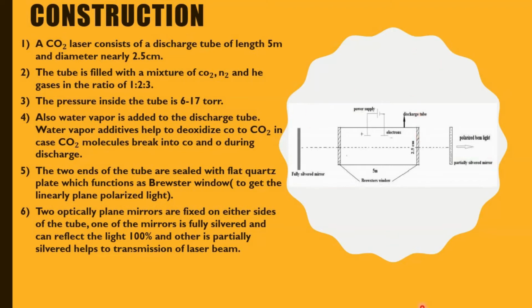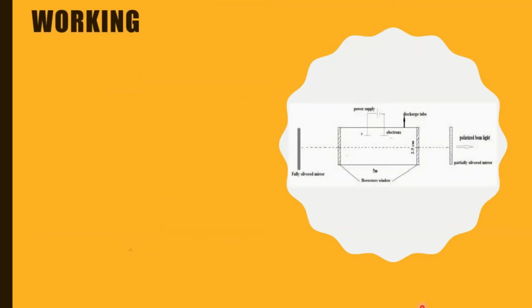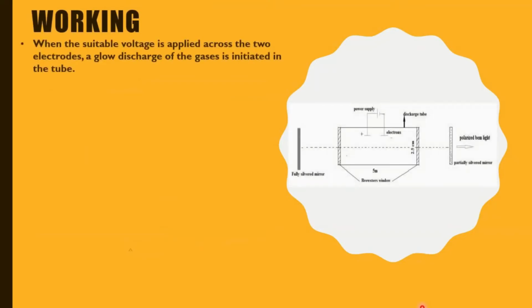Now let's move on and see the working. So for working also we need a diagram. So see, when a suitable voltage is applied across the two electrodes, a glow discharge of the gases is initiated in the tube. So here whenever we apply a voltage, everything needs a suitable voltage. We can't give 440 volts. So we will apply a suitable voltage, and from here a discharge of gases gets initiated.